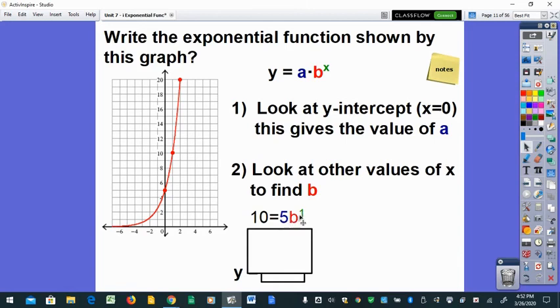This is just b times 5, so we're going to divide both sides by 5. It's a one-step equation. 10 divided by 5 is 2, and the b is 2. So now I know what my a is, and I know what my b is. So I can rewrite this. Y equals 5 times 2 to the x, and that gives me the exponential equation for the graph. I hope this gets you started on doing some graphing of exponential functions and then writing the function rules from the graph.